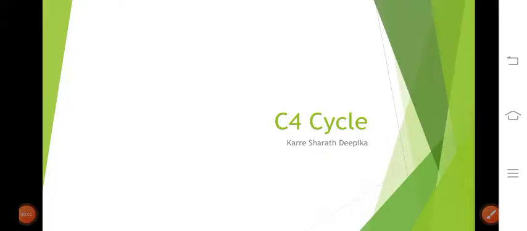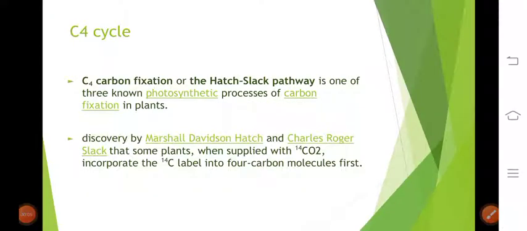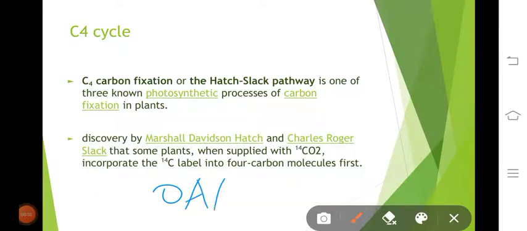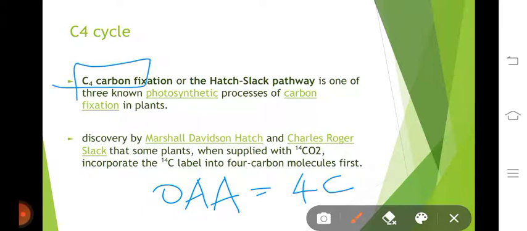Today's topic is the C4 cycle. The C4 cycle is called the Hatch-Slack pathway, as it was discovered by the famous scientists Marshall Davidson Hatch and Charles Rogers Slack. In these plants, when carbon dioxide is supplied, they take in this carbon dioxide and convert it into a 4-carbon stable compound called oxaloacetic acid. Oxaloacetic acid is the first stable compound formed, and it is a 4-carbon compound, and hence the cycle is called the C4 cycle.